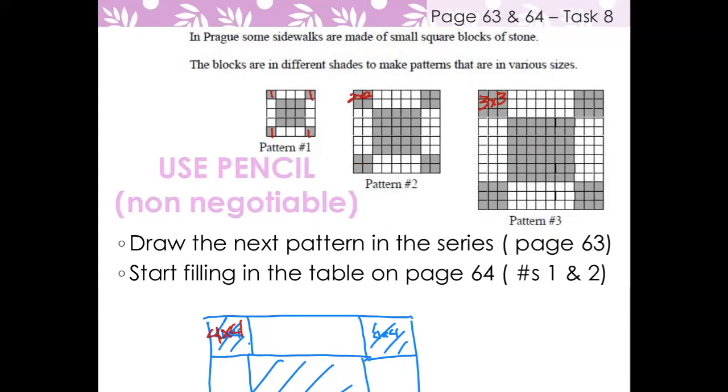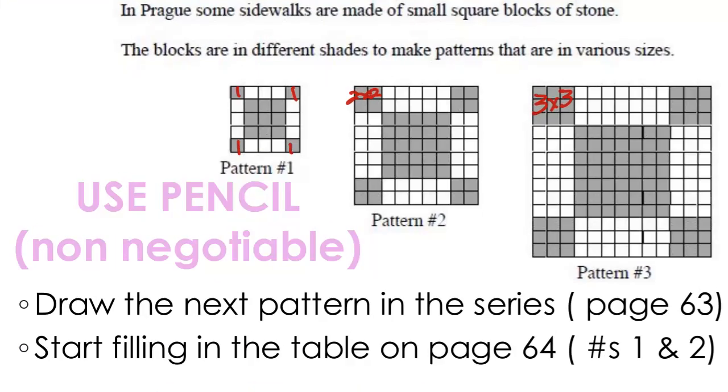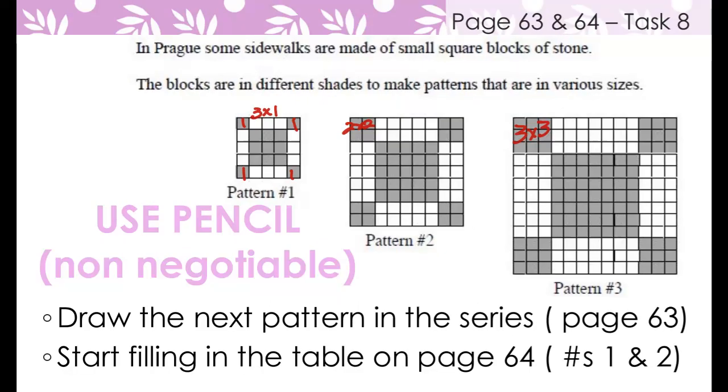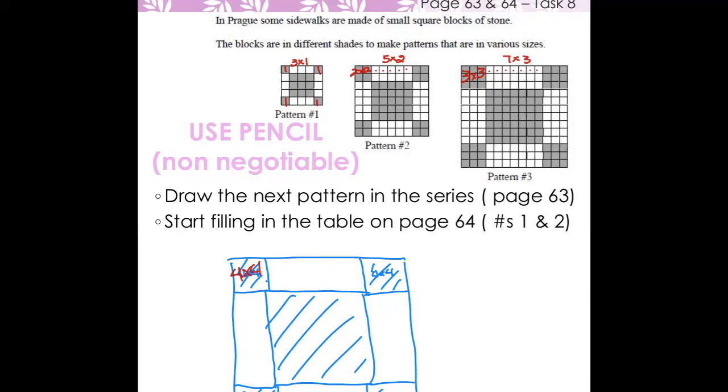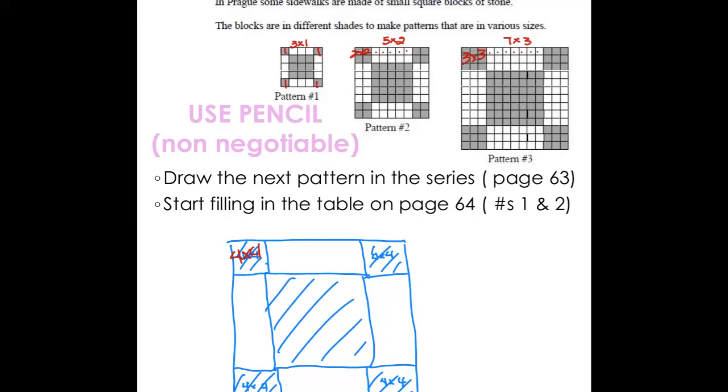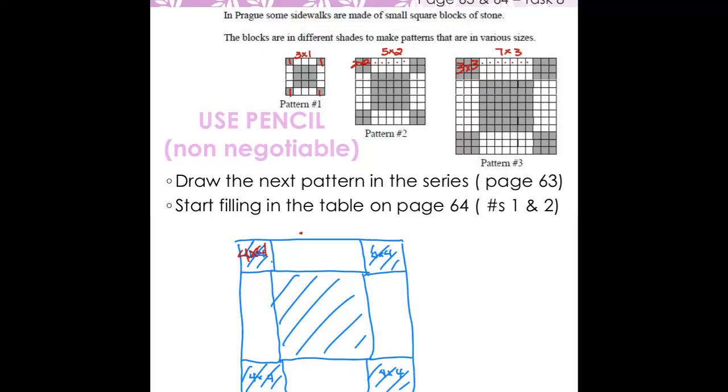Now, let's look at these white blocks, okay? Here I have 3 by 1. So that is 3 tiles total. Over here I have 1, 2, 3, 4, 5 by 2. Over here I have 1, 2, 3, 4, 5, 6, 7 by 3. So what does that mean my number of white blocks should be in the center here? What should the pattern follow along with? 12 by 4?